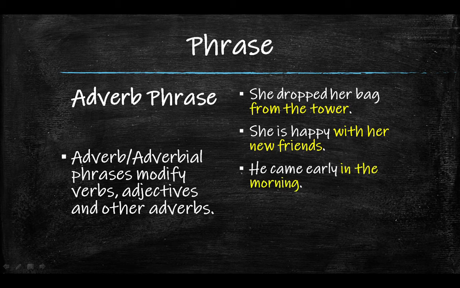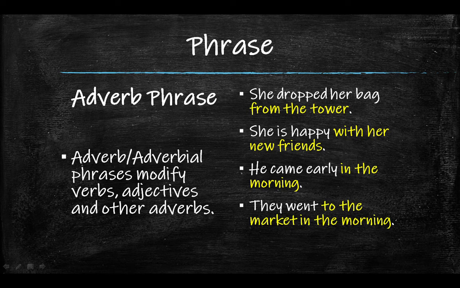I have quoted another example. Well, he came early in the morning. Well, he is the subject, came is the verb. Early is an adverb of time, indicating the time of came. And in the morning is further explaining early. And in this way, it is the modifier of another adverb, and we'll call it an adverb phrase.